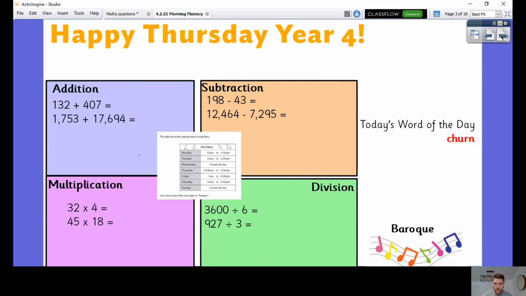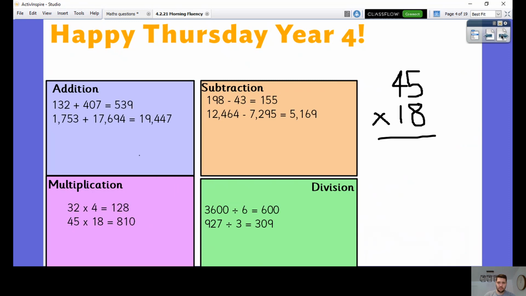Today's word of the day is churn. So write a definition if you're unsure of what it means, put it in a sentence, find some synonyms and some antonyms. Once you've answered and had your questions marked on the quiz, come back here for a couple of explanations. So here are your answers. Hopefully it marked it accurately for you.